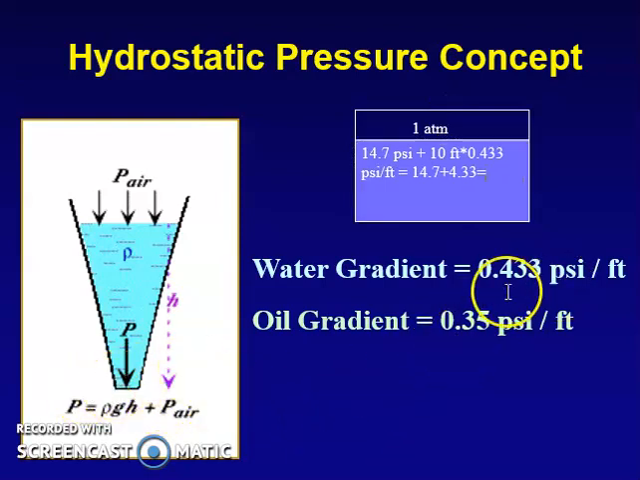Now, this is the water gradient. Usually we have it inside the reservoirs. If you have pure water, this is the gradient. If you have a saline water, which basically is a brine, a mixture of salt and water, the density is higher. It may go all the way to 0.465. The oil gradient, density of the oil is smaller, so therefore the gradient of the oil is smaller, which is 0.35.